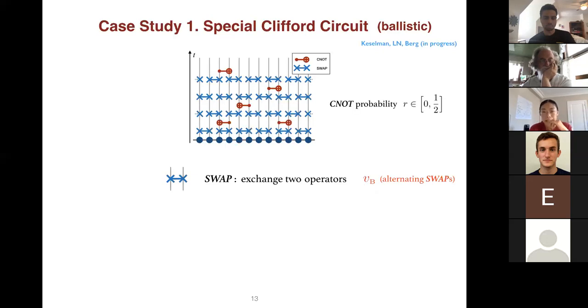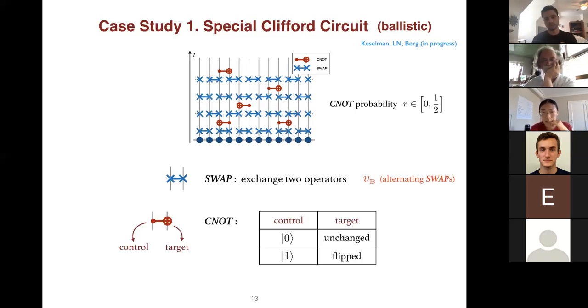Okay. The second type of gate is the C-naught gate, the control-naught, applied with probability R. So after a swap, I have a probability of R of applying a C-naught on the next time step. So what does C-naught do? Well, C-naught has a control bit and a target bit. If the control bit is spin up, then the target bit is unchanged. If the control bit is spin down, then you flip the target state. So that's in terms of state.